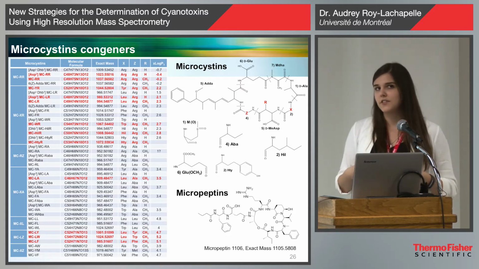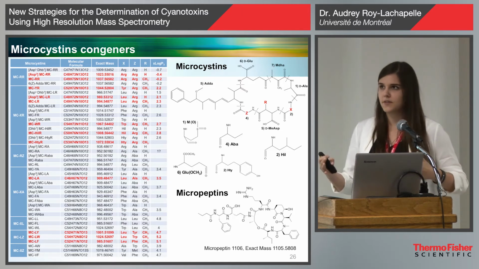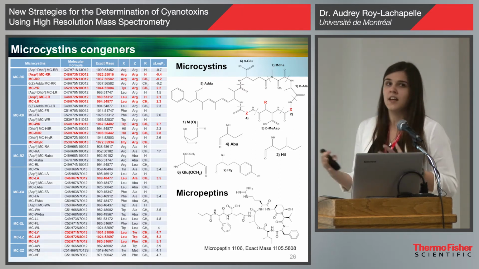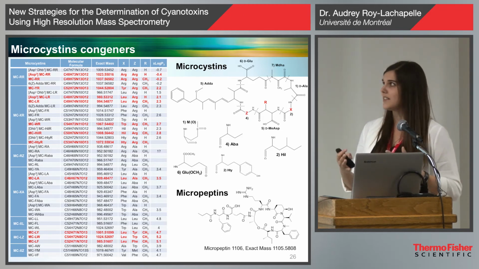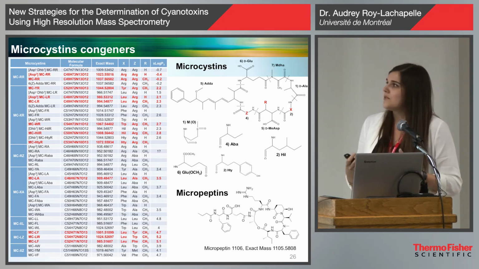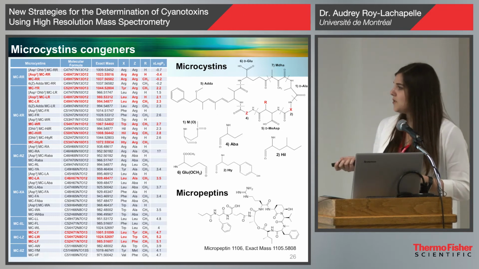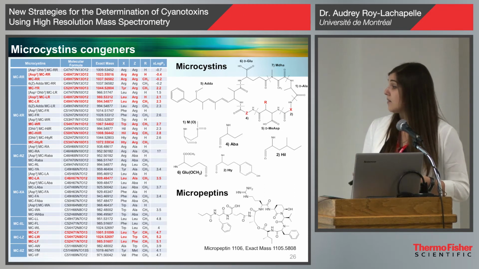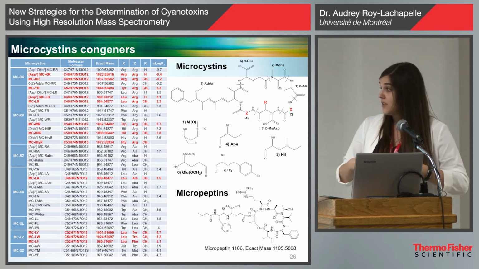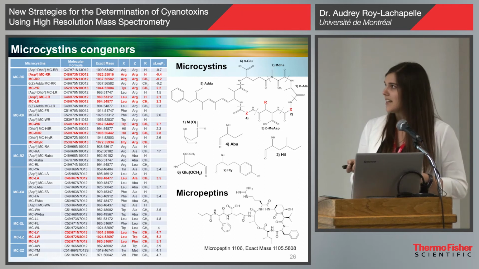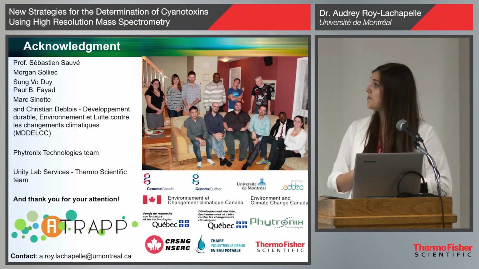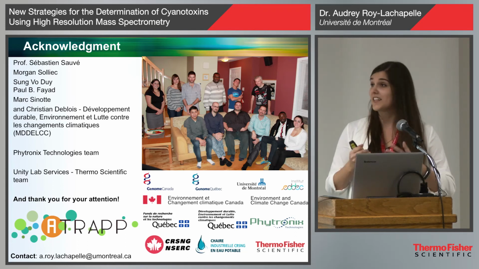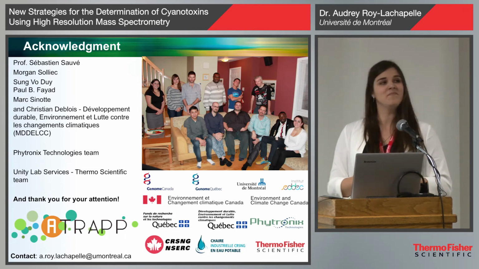So it's really interesting to use a Q-Exactive in full scan mode and have all the data, and go back to the data and see if there are any other cyanotoxins in the sample so we can do some identification. Also, we want to include other families like micropeptins to really go to a large-scale cyanotoxin analysis. So that's it, and I want to thank you for your attention. If you have any questions, thank you.